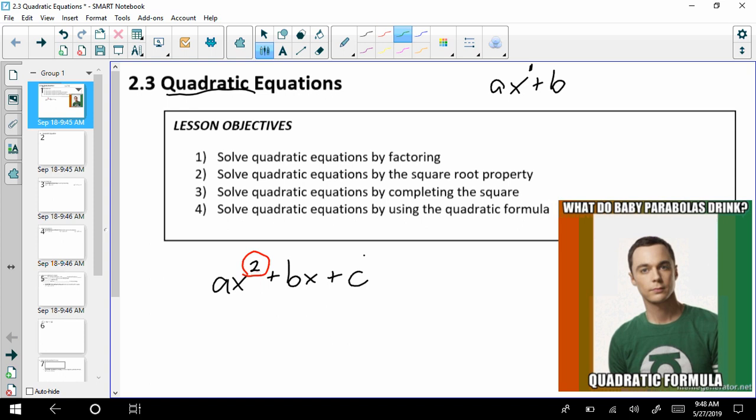One thing that you'll notice in section 1, when we were solving linear equations, the highest exponent was 1, and we got one answer out when we solved it. Today, since the highest exponent is a 2, we will actually get 2 answers out when we solve. So there are different ways to solve quadratic equations, and that is going to be our 4 objectives today, the different ways that we can solve quadratic equations.